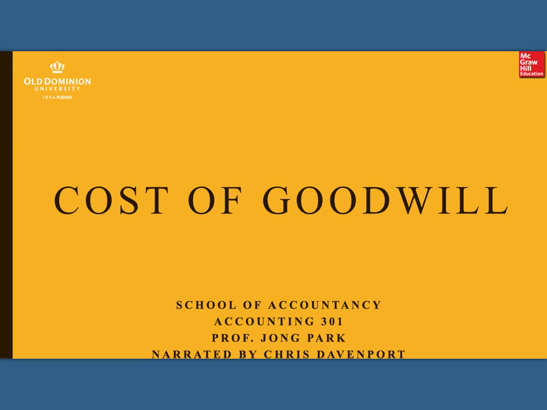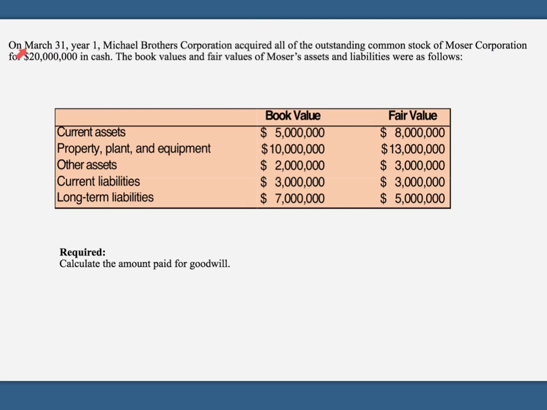We are now moving to Chapter 10. This is question 1, and we will be determining the cost of goodwill. On March 31st, year 1, Michael Brothers Corporation acquired all of the outstanding common stock of Moser Corporation for $20 million in cash. The book values and fair values of Moser's assets and liabilities were as follows.